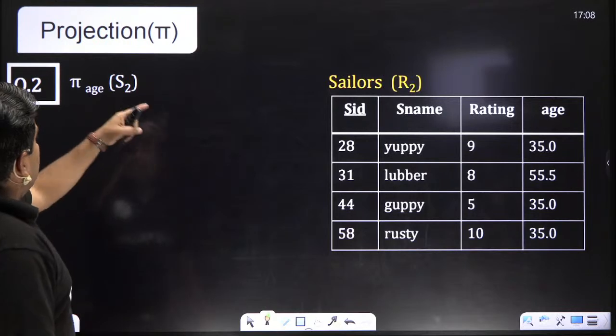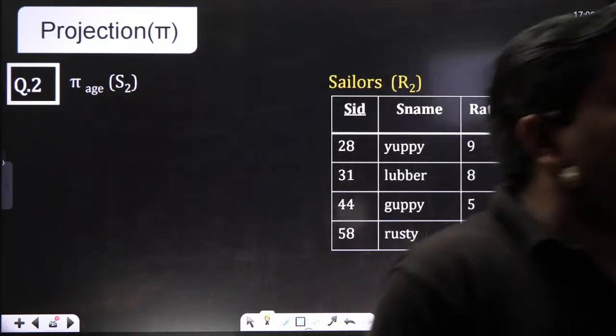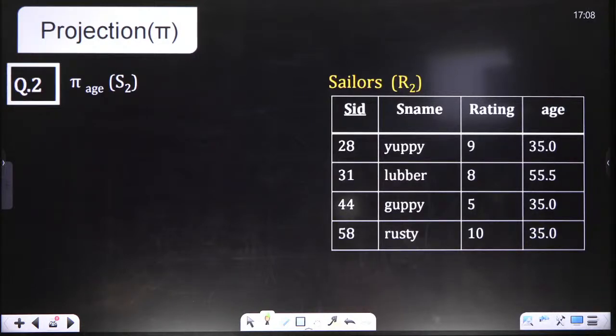Next, pi age S2. Give me the answer, children. Pi age S2. Nikki beta, what is the answer for this one? Please let me know fast. Acknowledge. Each and everyone acknowledge. Seema, Sham, Jadip, Nikki, Priya, Adya Raj. Wrong. Seema wrong. Sham correct.